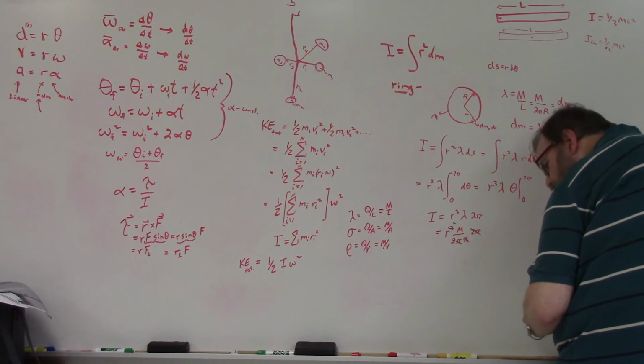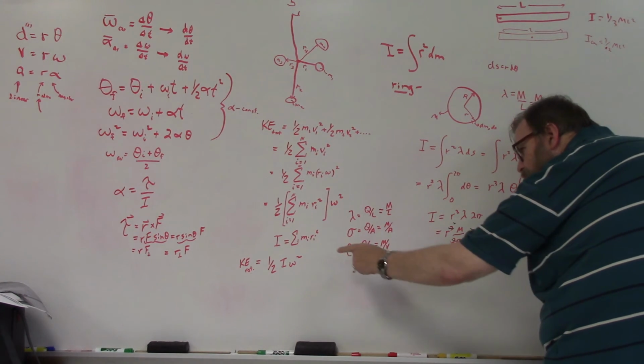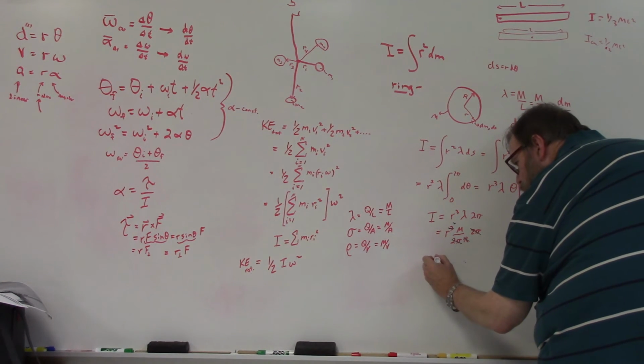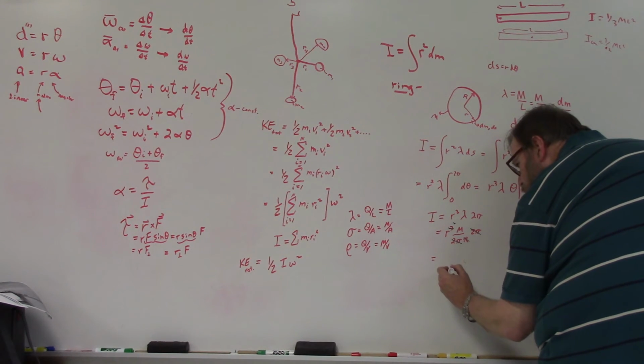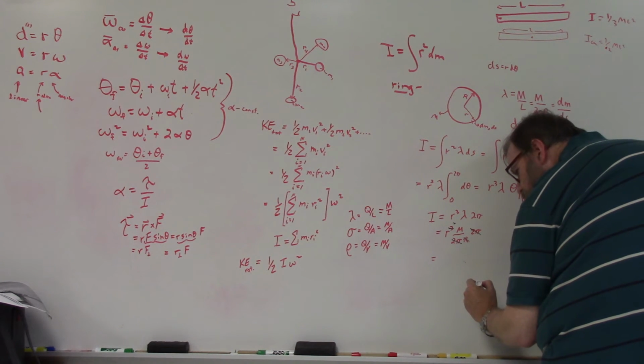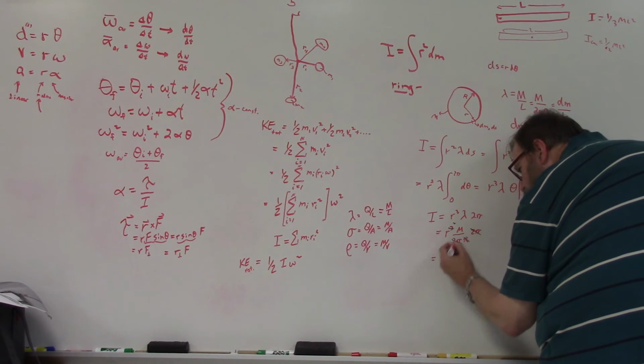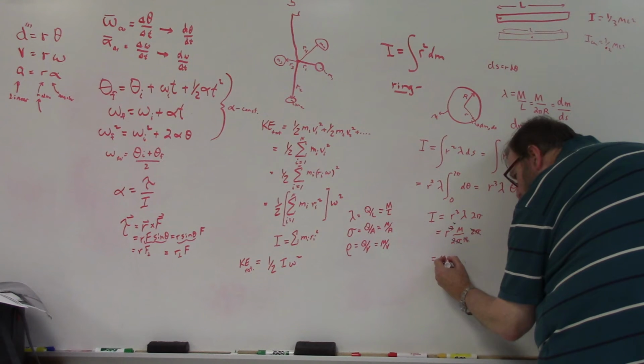And guess what? There's my m r squared, which is what I already told you it was over here, m r squared. You cancel out the r's. Oh, is that r cubed? That's r cubed, sorry. Yeah, that's r cubed, and so when I take away one of the cubed ones, it becomes r squared. So I get m r squared.